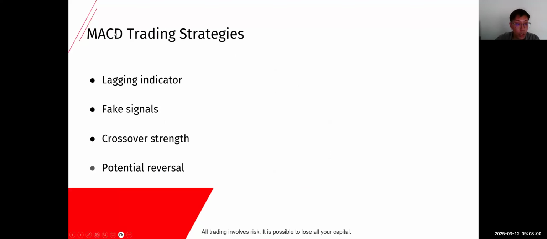Okay, so for MACD trading strategies, basically it is a lagging indicator. Simply put, if you were trading it live, you'll see that it'll take some time before it crosses over. So that's why it is a lagging indicator. Then sometimes it has fake signals as well. Then we have to look at the crossover strength. How strong is the crossover? Later on, I'll show you how to differentiate the strength of the crossover and also look for potential reversals.